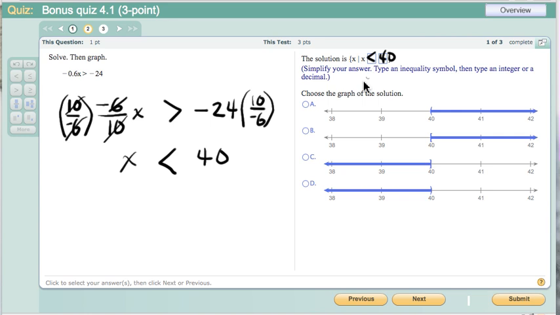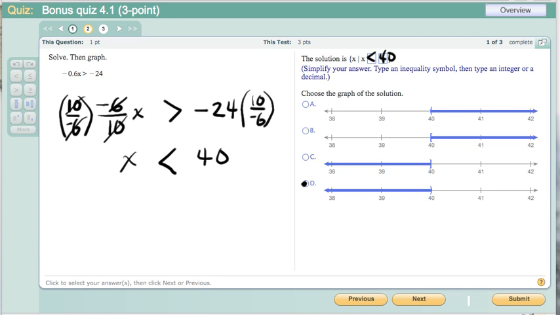And in terms of a line graph, notice the arrow is going to the left. So we can immediately exclude these two where the arrow is going to the right. It's either this one or this one. And the question is, do we or do we not include the endpoint? X has to be less than 40, and so this is akin to the open circle. It says everything up to 40 but not including 40. The answer here is D.